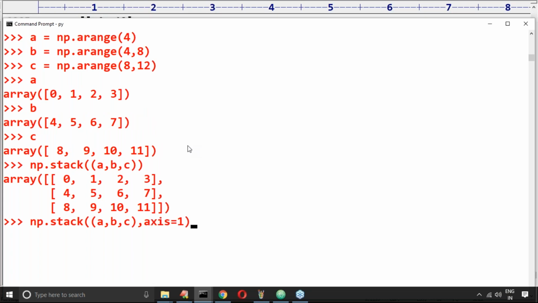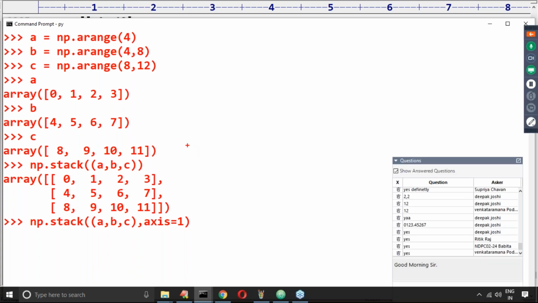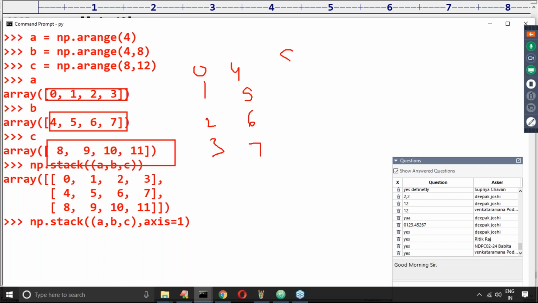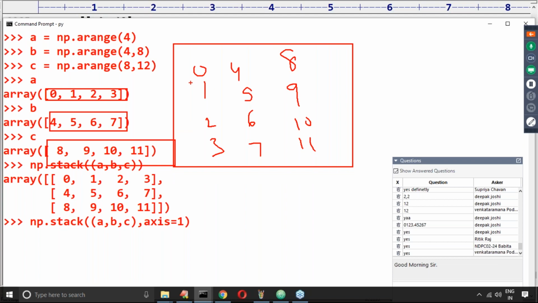Listen carefully. Axis 1 means this first array will become the first column: 0, 1, 2, 3. Next, this one will become the second column: 4, 5, 6, 7. And this one will become the third column: 8, 9, 10, 11. So this is the 2D array we are going to get.